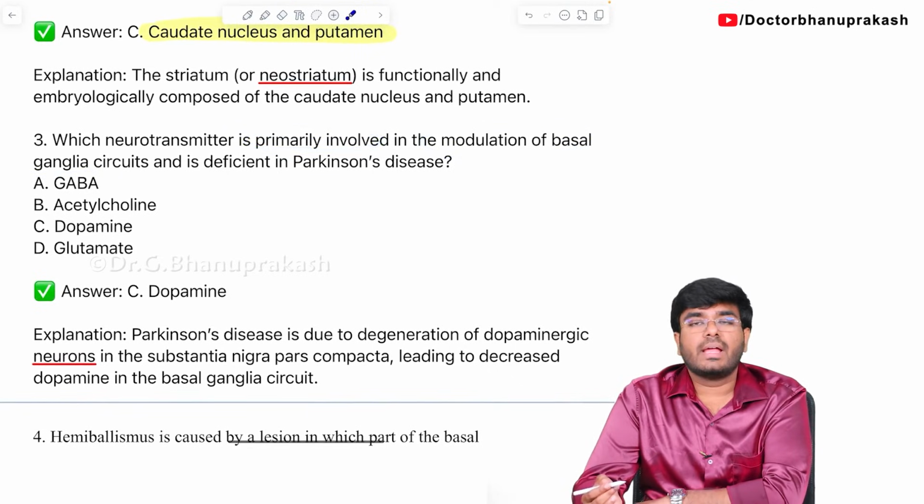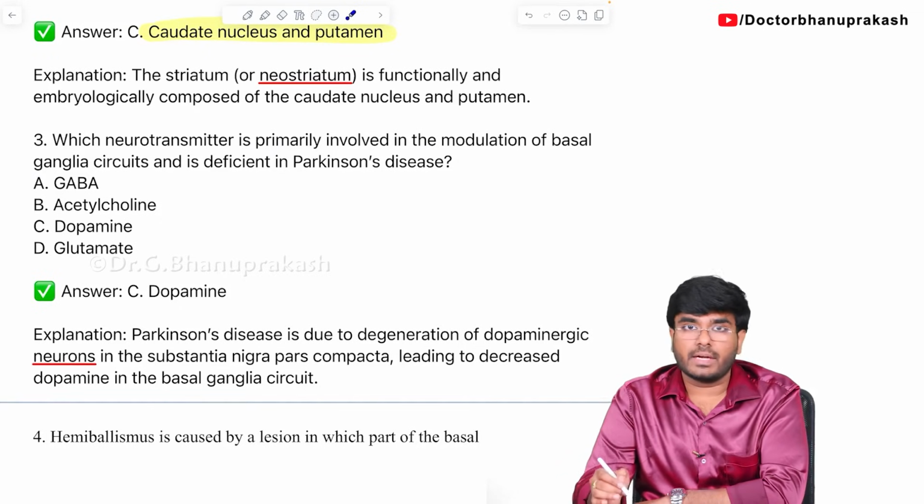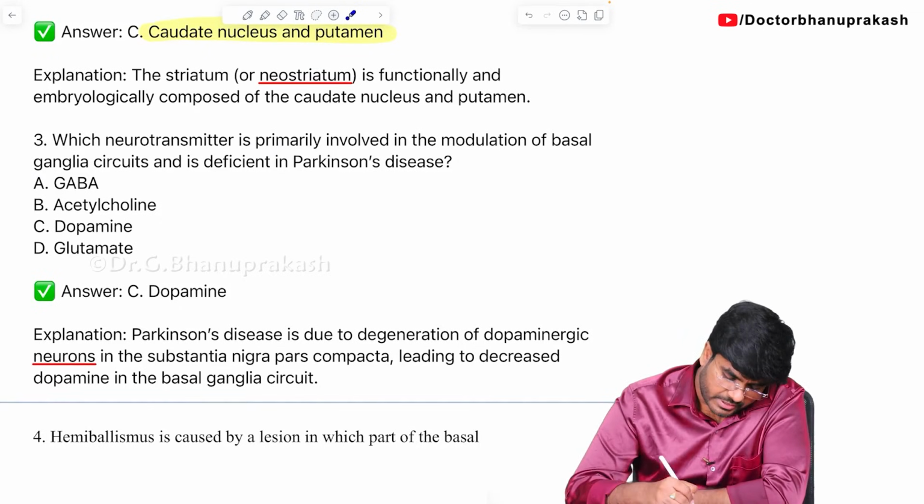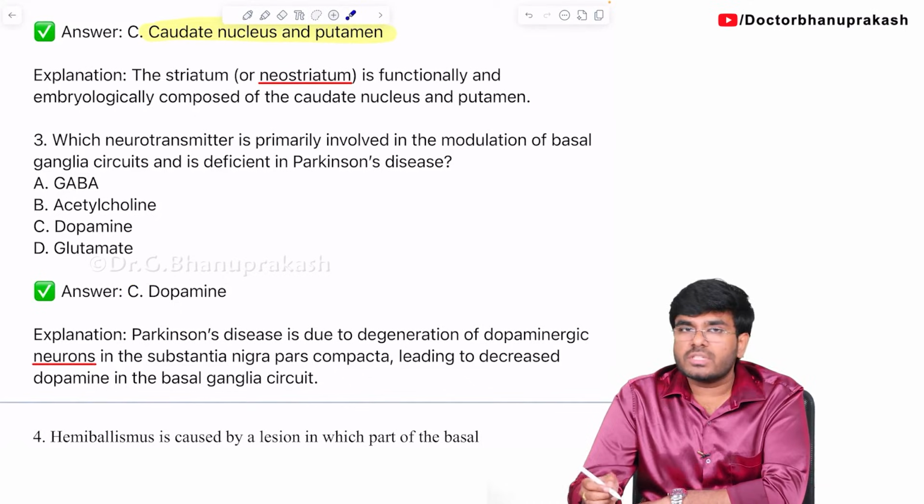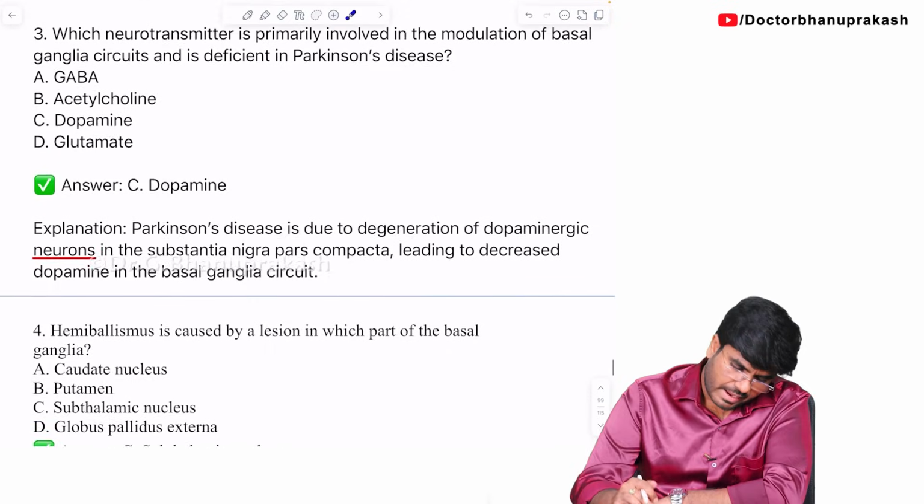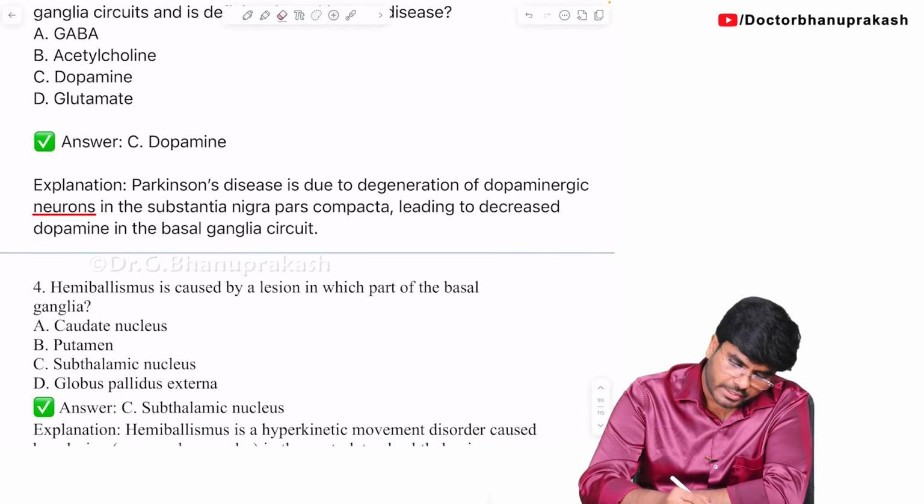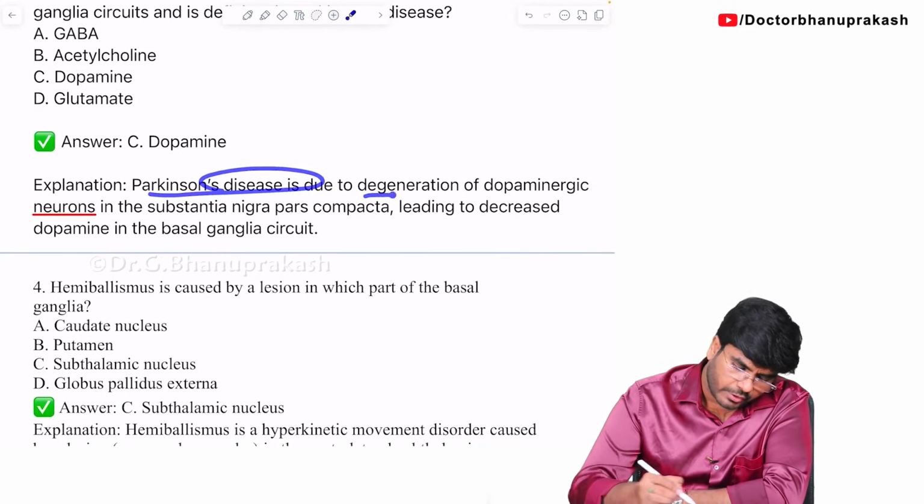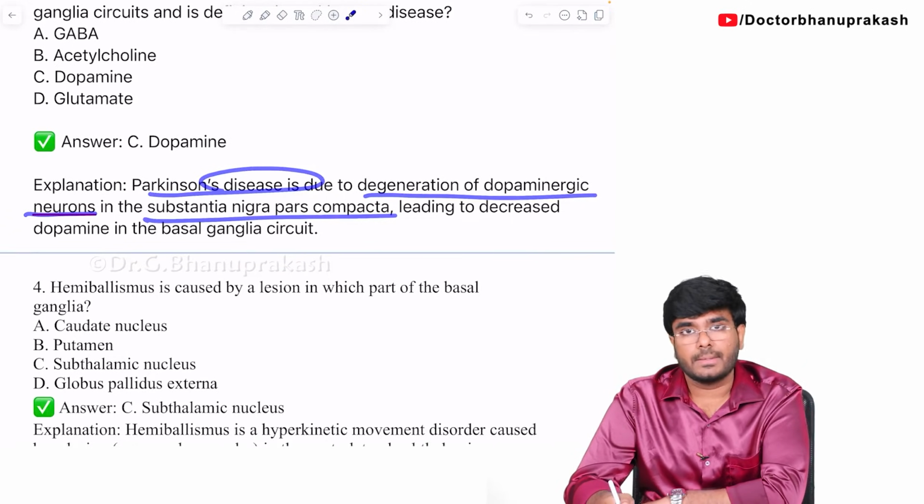I have told you, for the activation of the direct pathway or for the inhibition of the indirect pathway, the most important neurotransmitter responsible is dopamine via D1 and D2 receptors. So dopamine is the answer. That's the most important neurotransmitter. I have told you Parkinson's disease is due to the degeneration of the dopaminergic neurons in the substantia nigra pars compacta.